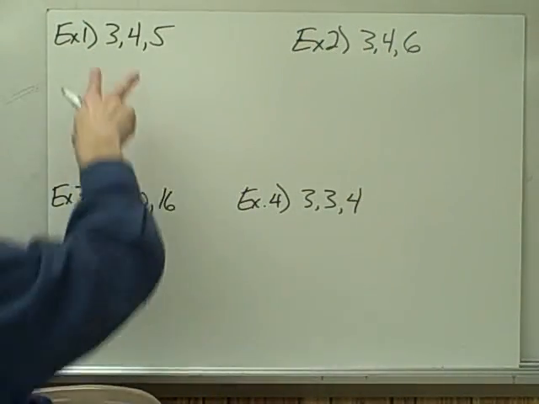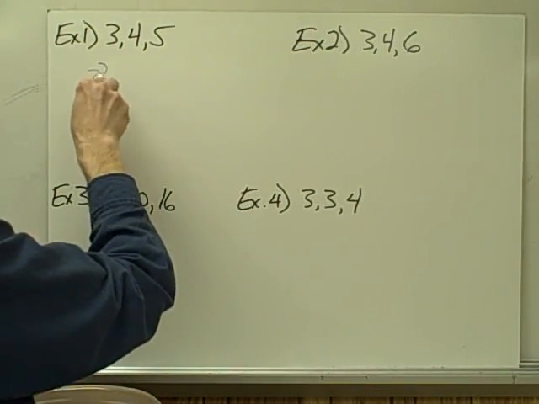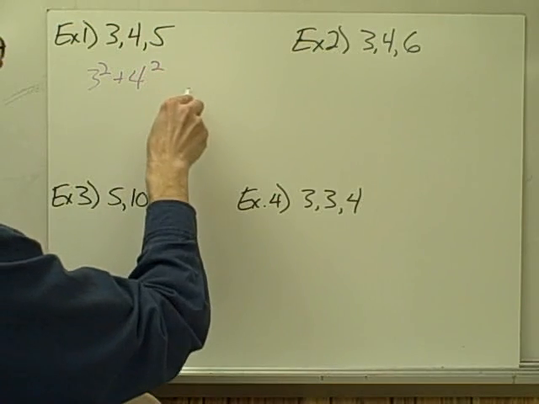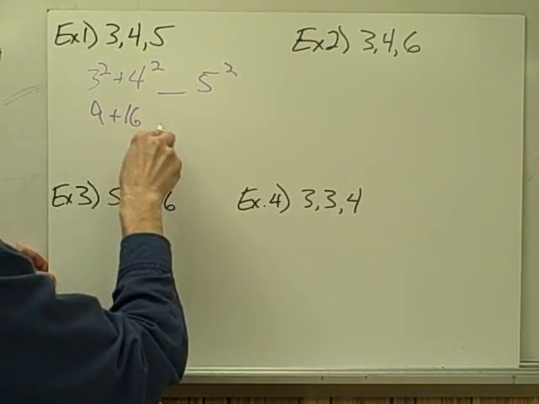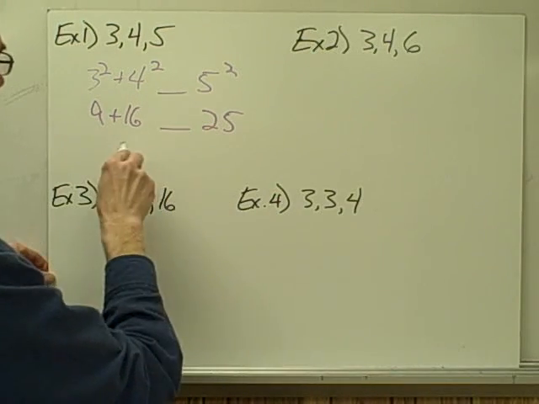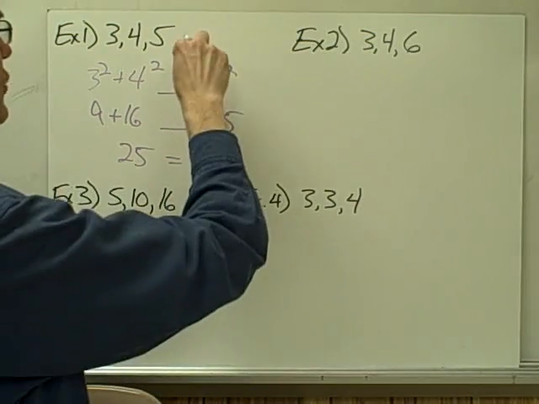So example number 1, 3, 4, and 5, I remember that formed a triangle, and in this case, I had 3 squared plus 4 squared. That was 9 plus 16, and 9 plus 16 is 25, and 25 equals 25. This was my right triangle.